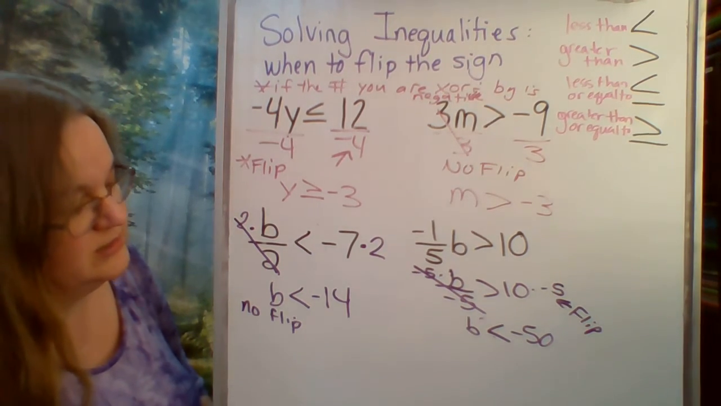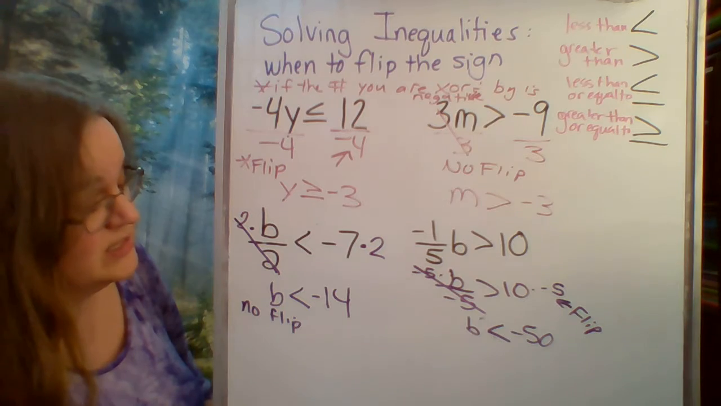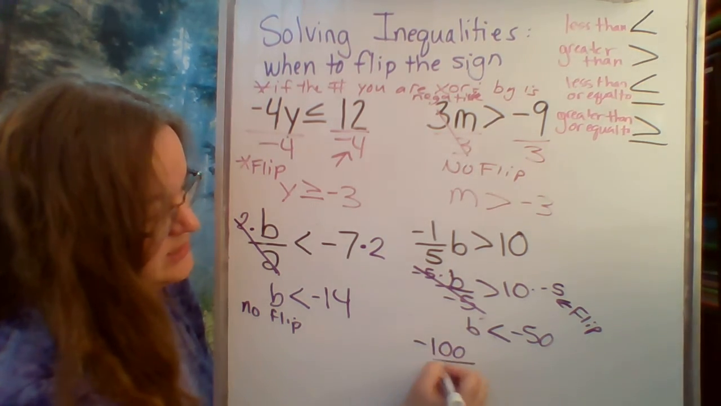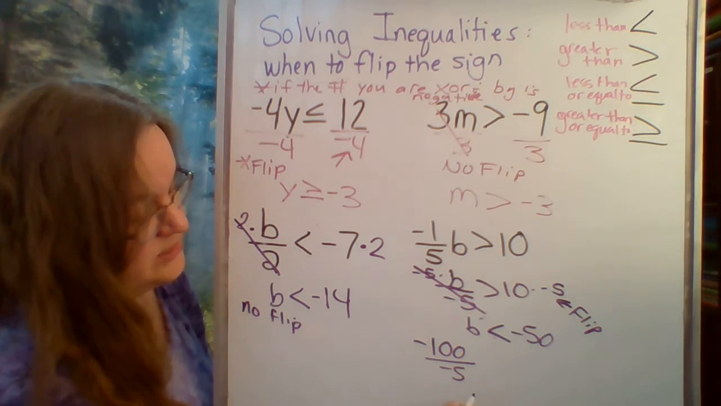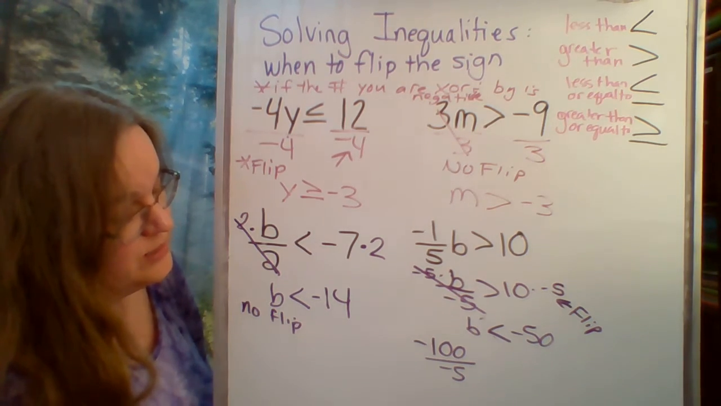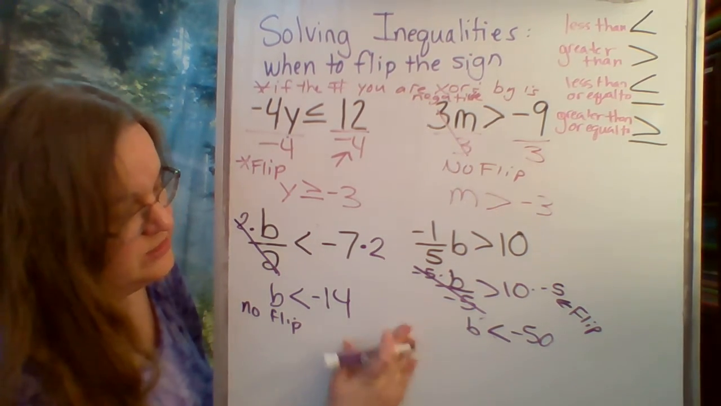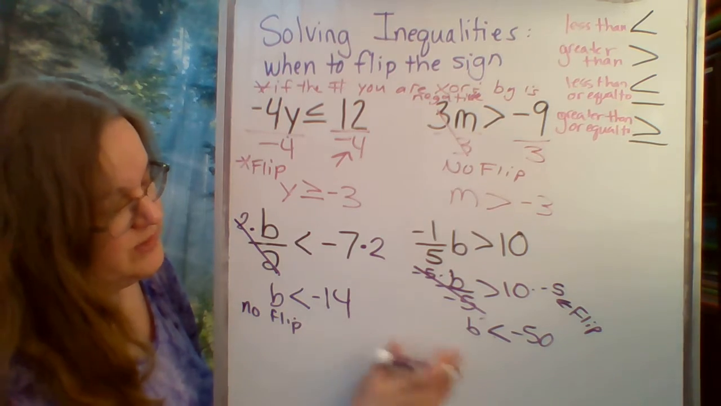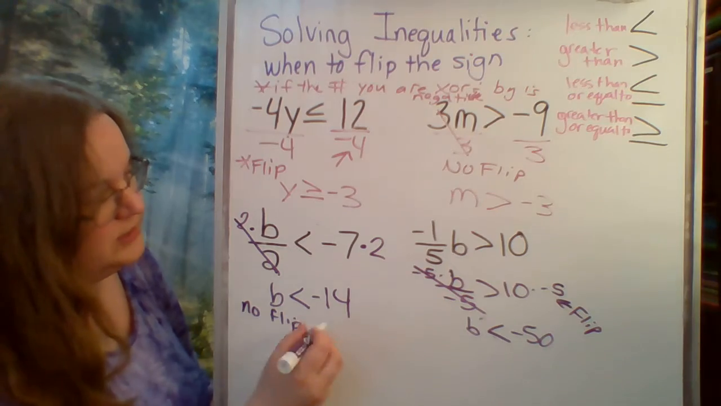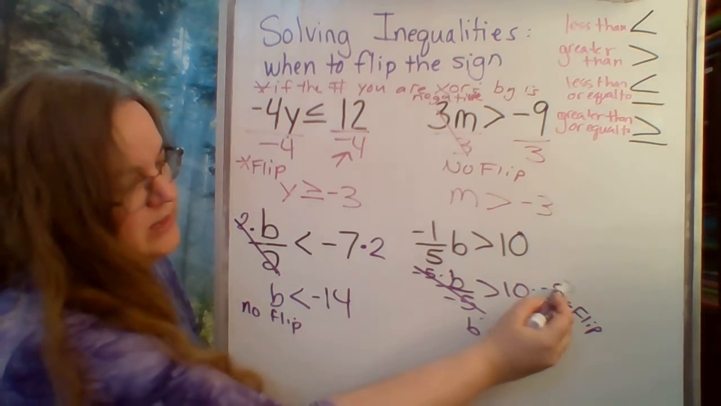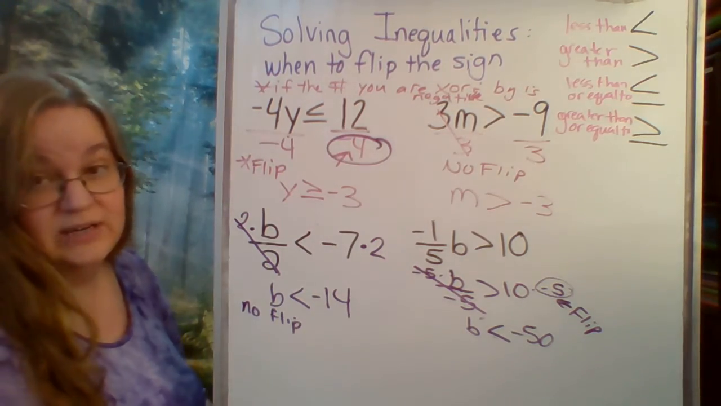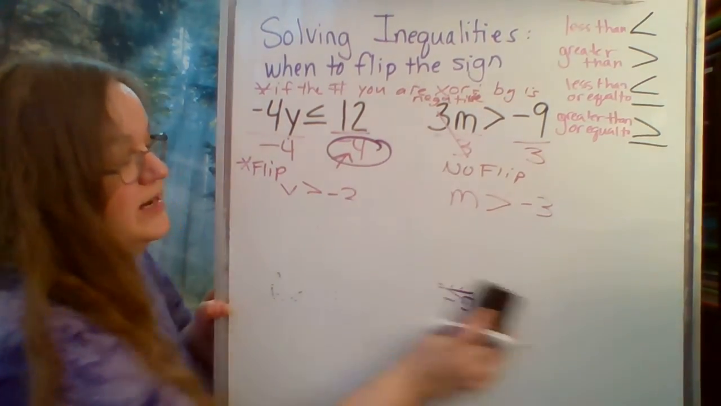And so I want numbers that are less than -50. Let's say I take -100, which would be less. Divided by -5 is 20, and 20 is greater than 10. If I were instead to not have flipped it and used something like 0, 0 divided by -5 is 0, and 0 is not greater than 10. So again, only when the number that I'm multiplying or dividing by is negative do I have to flip the sign.